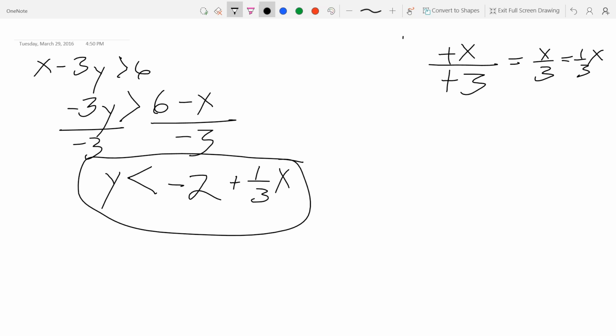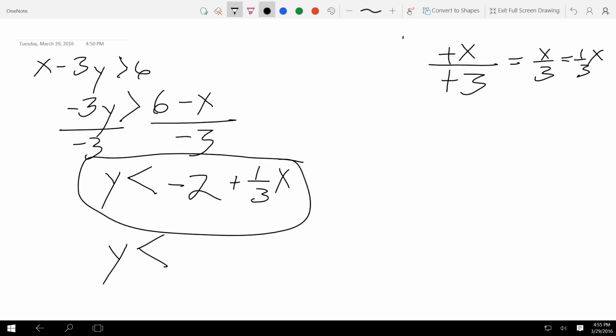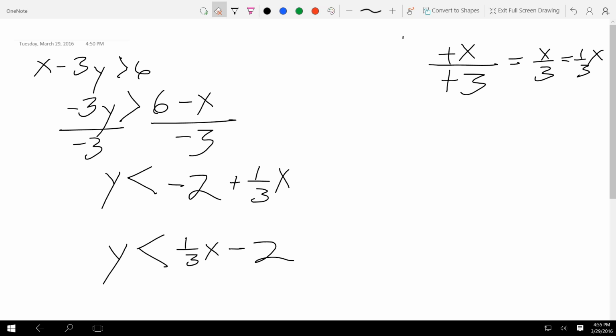Is it in y equals mx plus b format? No. Okay, so what do I need to do? Can't you just flip the 1/3 x and the negative 2 so it's y is less than 1/3 x minus 2? Correct. Okay. Okay. And now I'm ready to graph it.